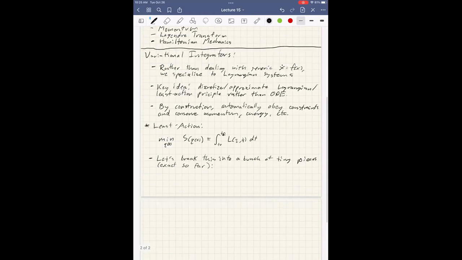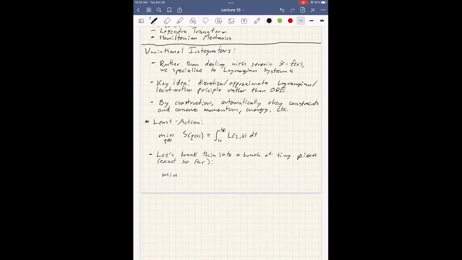So we're going to do, again, min over q, we can still call it q, but we're going to break this into, say, N tiny segments, from t_k to t_{k+1}, of L(q, q̇) dt, right? So what I did so far is I took that big integral and broke it into a bunch of little integrals and summed over the little integrals. So that's not an approximation yet.